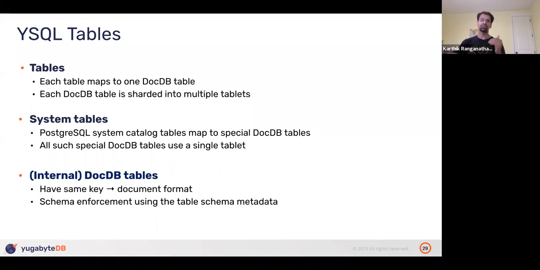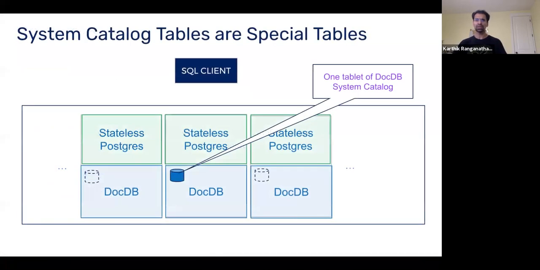DocDB is a document database, so every table has the same schema: key to document. But the Postgres layer above enforces the schema, saying what column is what, and so on. So all of your columns are mapped to attribute values inside the document. A row becomes a document, and the primary key of the row becomes the primary key of the DocDB layer. So this is how it looks.